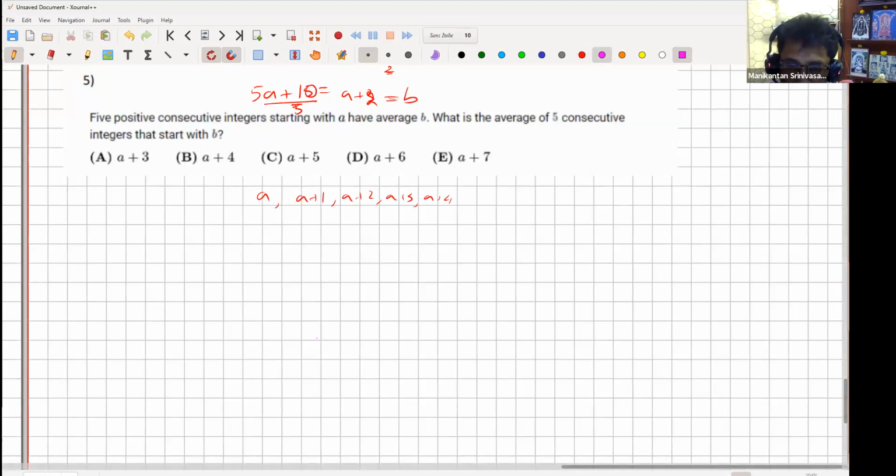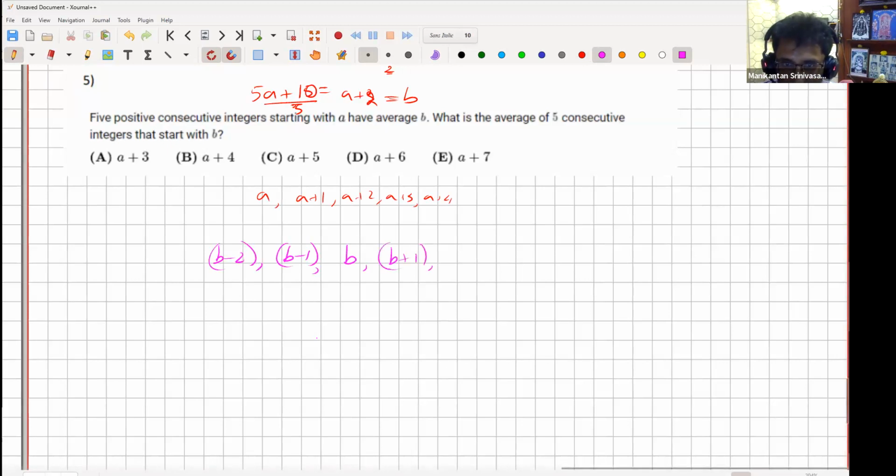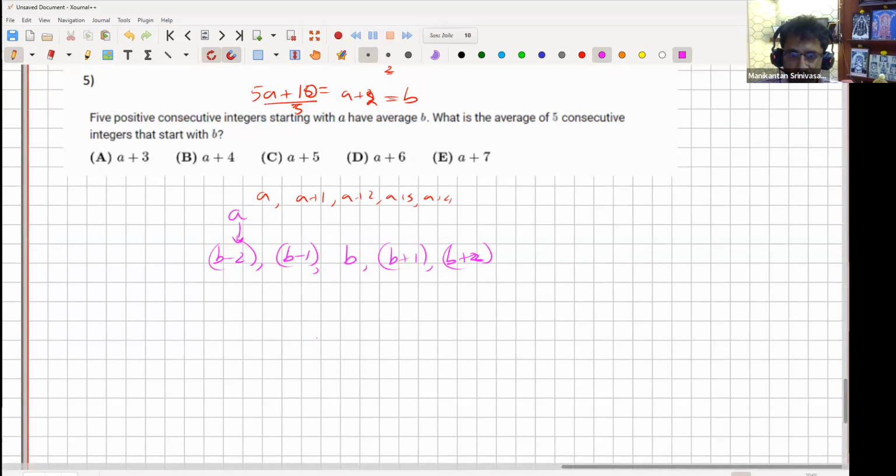But it's always good to use symmetry. If 5 consecutive numbers have an average of B, that means the middle one is B. The one prior to that is B minus 1, the one prior to that is B minus 2. And by symmetry, we have B plus 1 and B plus 2 on this side. That way, it's much easier. This is my A. So B is the middle one, 2 on either side, adding up to 5 numbers. So the left extreme is your A.